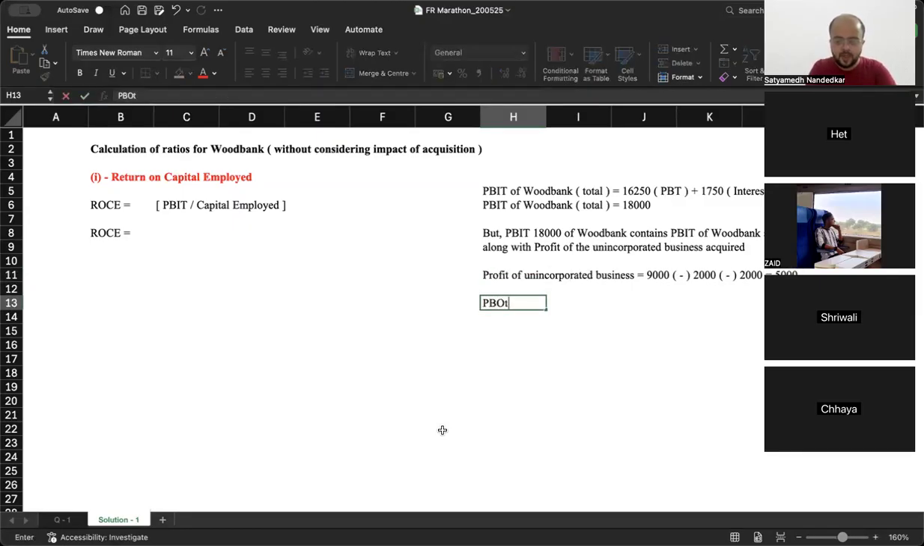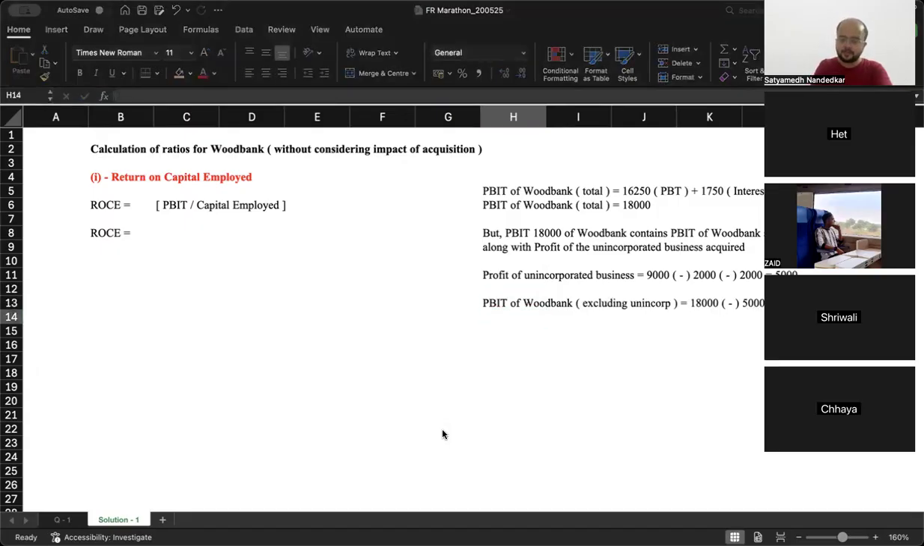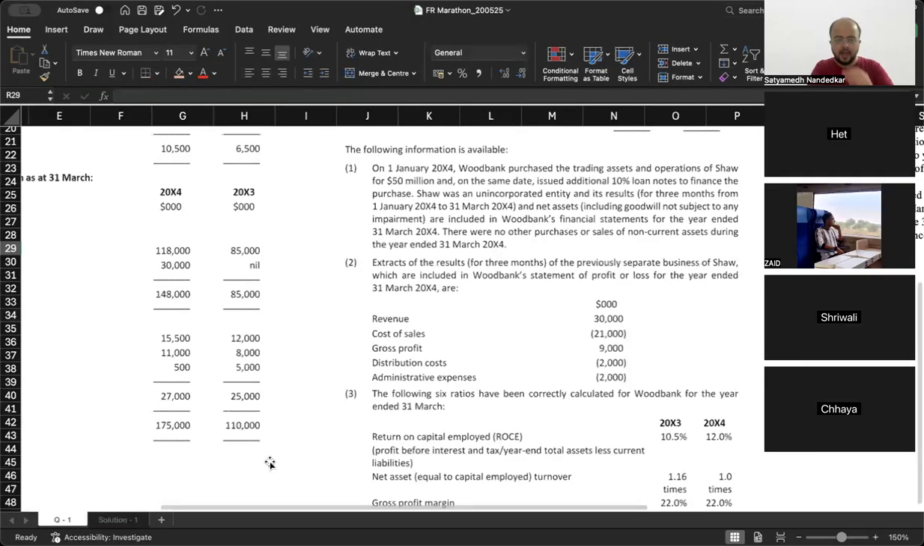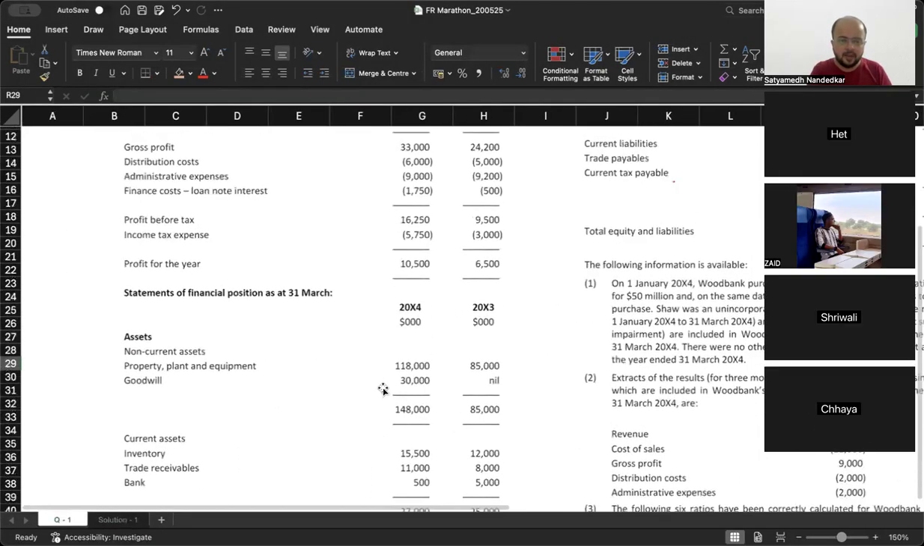So PBIT of Wood Bank excluding the unincorporated business would be 18,000 minus 5,000, that is 13,000. Do you agree? And how do you go for capital employed?